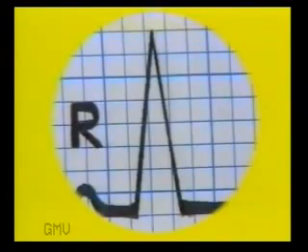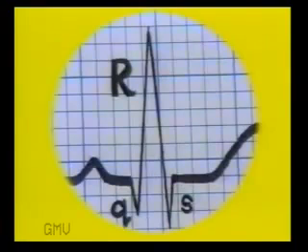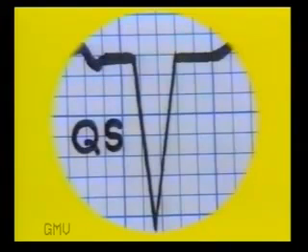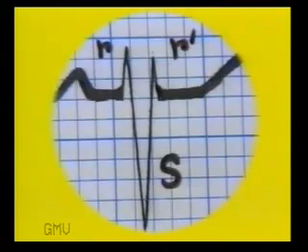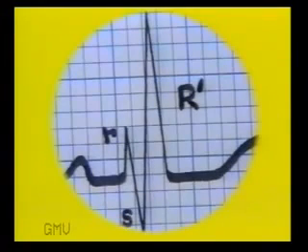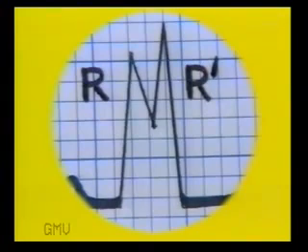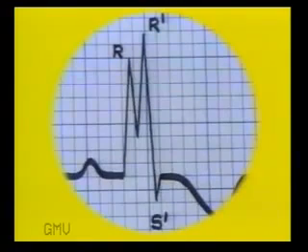This is a R pattern with no Q wave, no S wave. In this complex we see a small Q wave, a tall R wave and a small S wave, a QRS complex. And in this complex there is only a downward deflection, no R wave. We do not know whether it is a Q wave or a S wave, so it is termed as QS complex. This is a RSR dash with a deep S wave. This is a RSR dash with a tall R dash wave. This is a RR dash pattern. And this is RR dash S dash pattern.